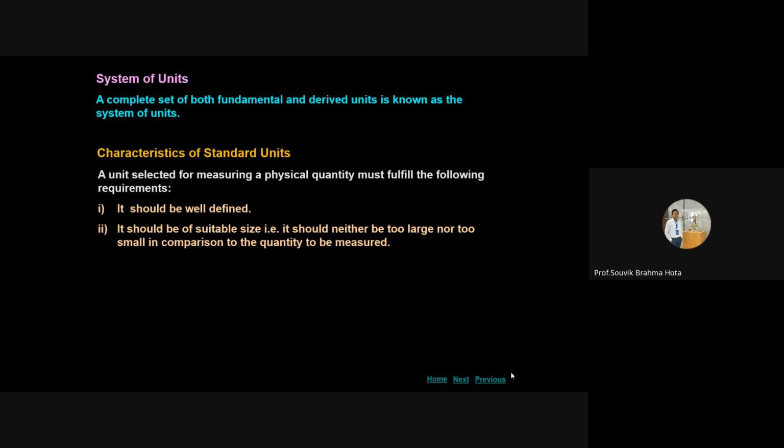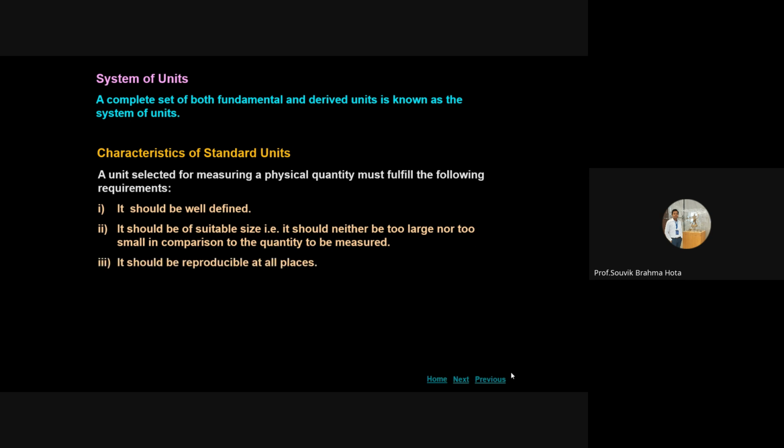Suppose you are measuring the diameter of a pen, and you are using a unit in kilometer, that is not practicable, right? So you have to be practical enough. Whenever you are measuring a small quantity, you should take a suitable size for that. Whenever you are measuring the length of a road, then you should use kilometer, correct? That is what this point suggests.